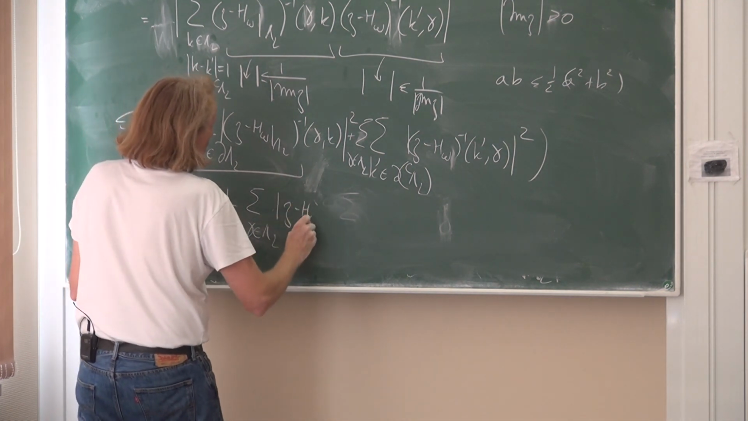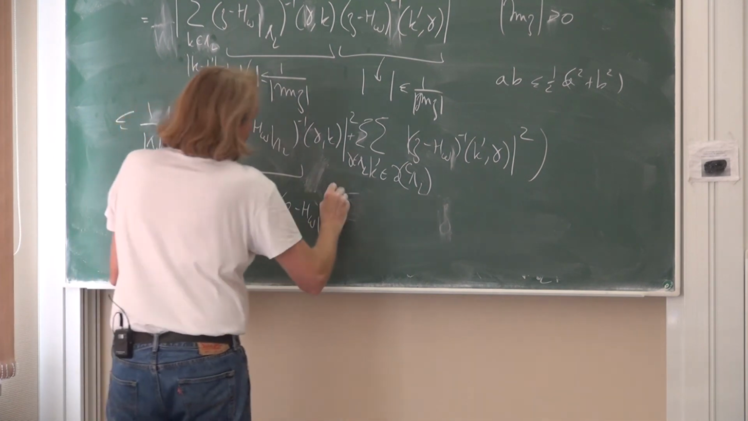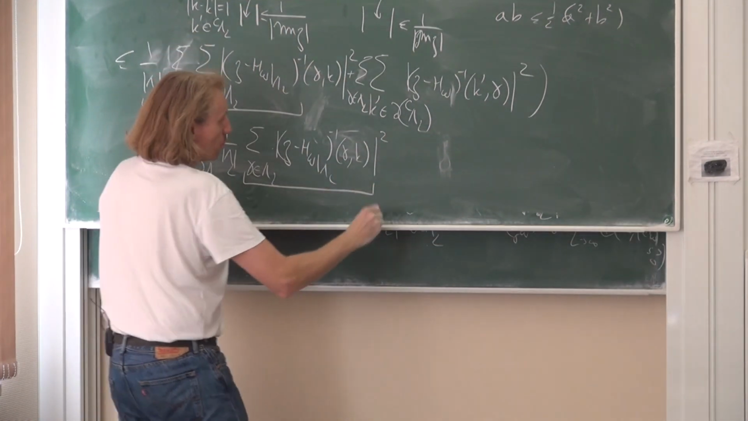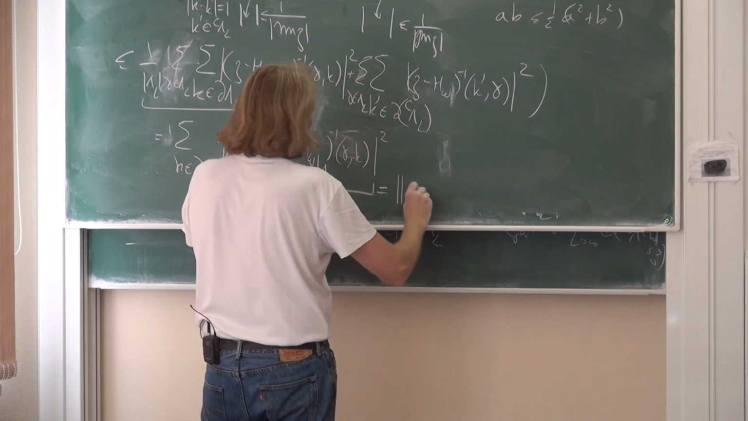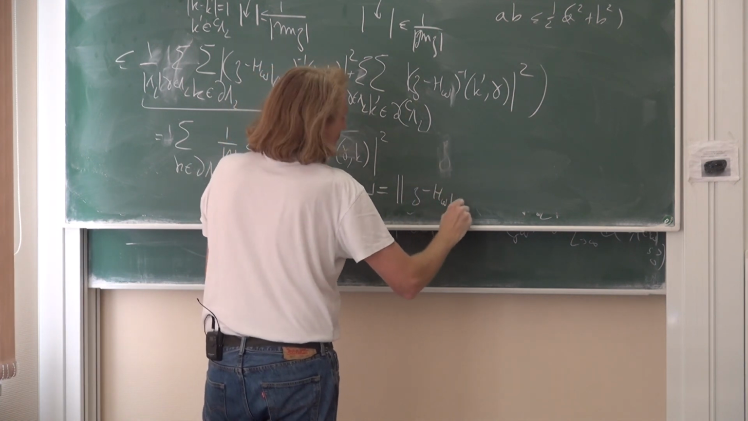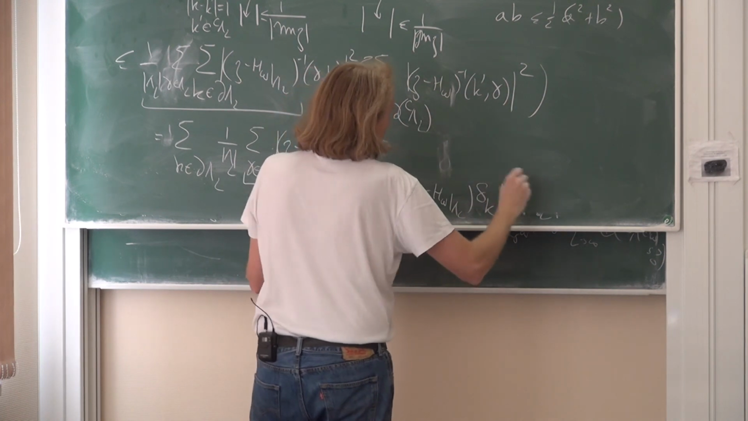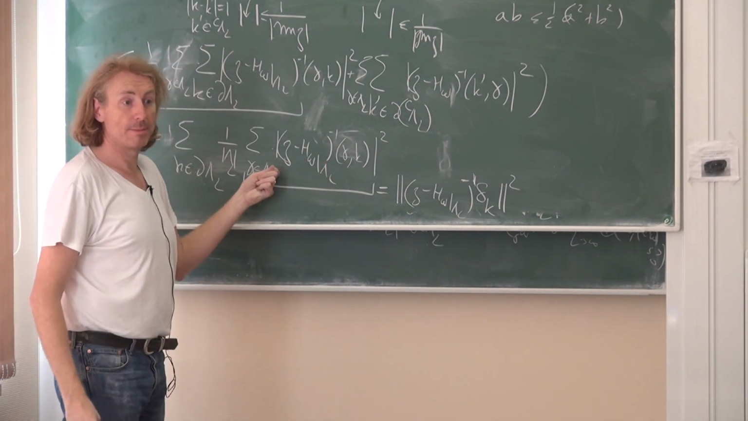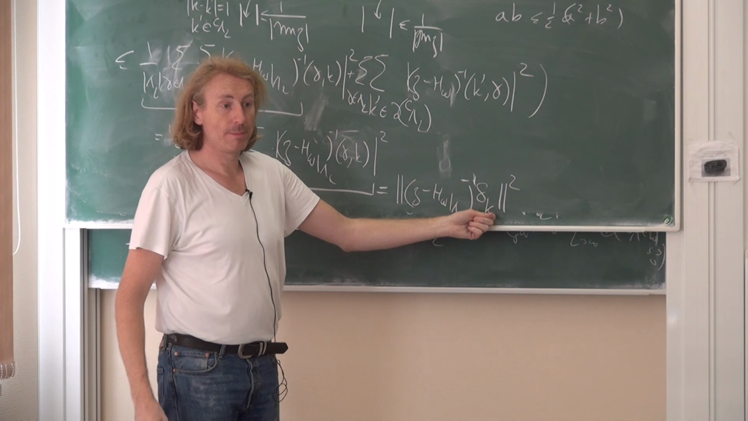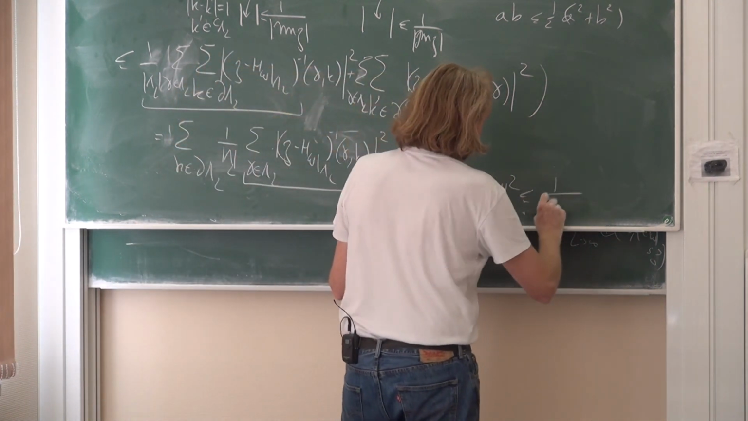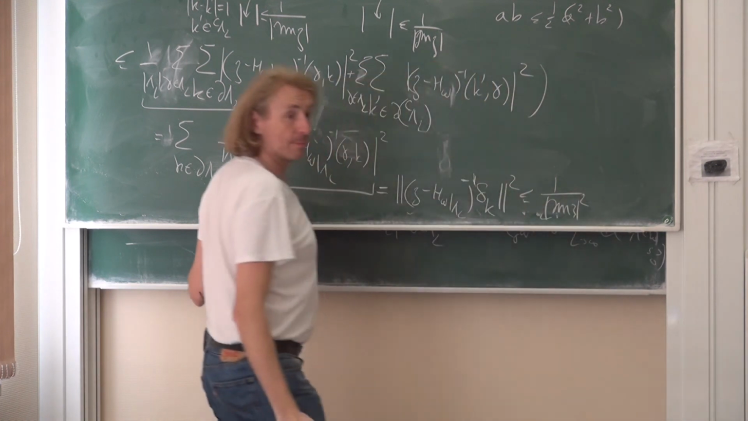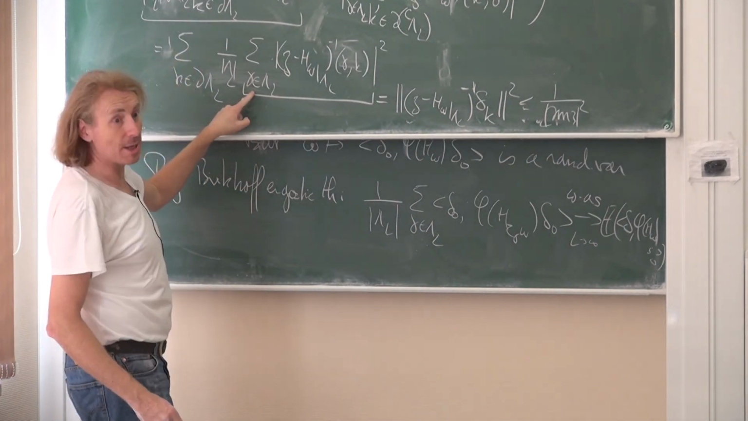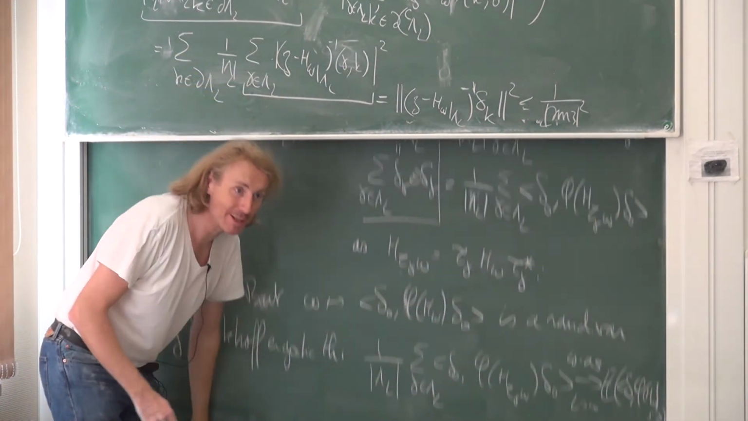Of z minus h omega lambda L inverse gamma k squared. But this is just the norm. That is just the norm squared of the vector z minus h omega lambda L inverse delta k, squared. Sorry, inverse here. Right? Because I sum over all these elements. That's the norm of this vector. So this is bounded by 1 over imaginary part of z squared. And this is the way I got rid of this sum. That's important. If I don't get rid of this sum, I'm going to be in trouble in a second.